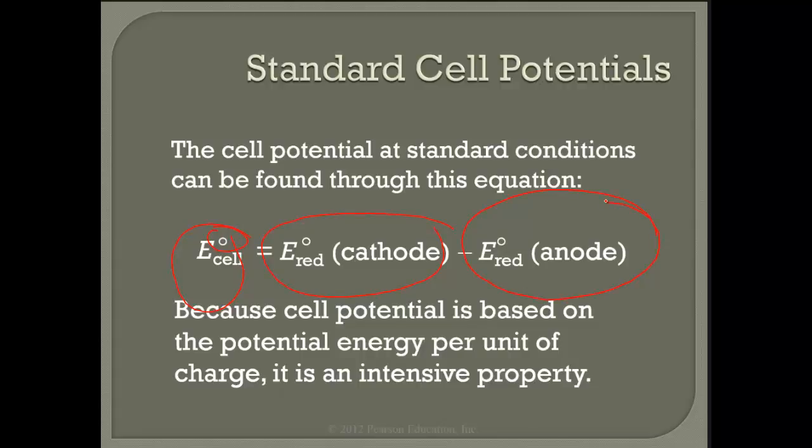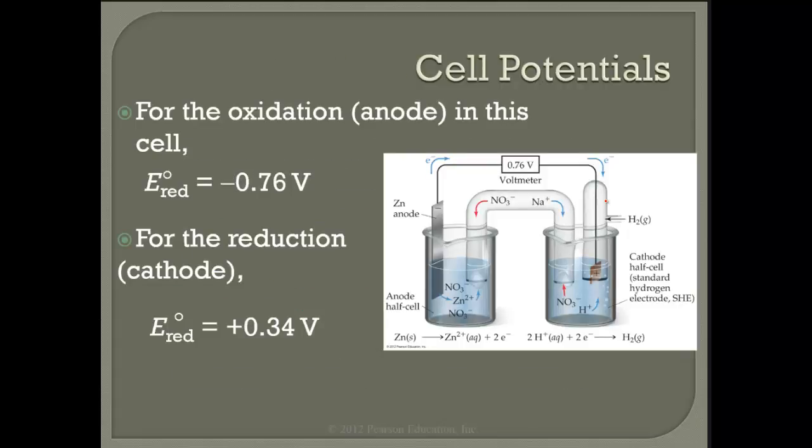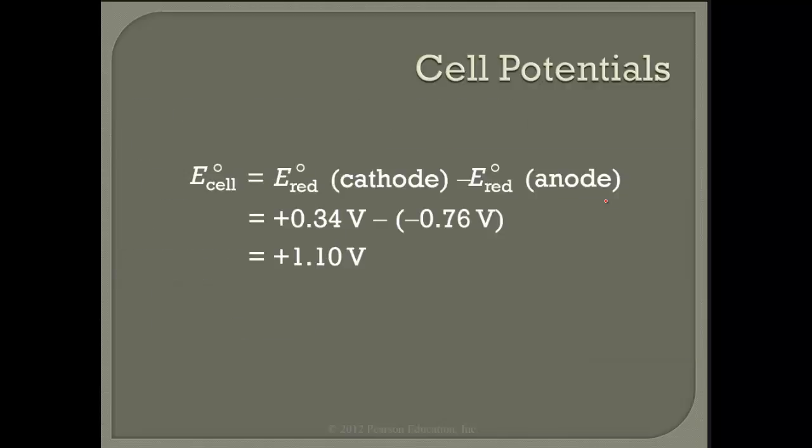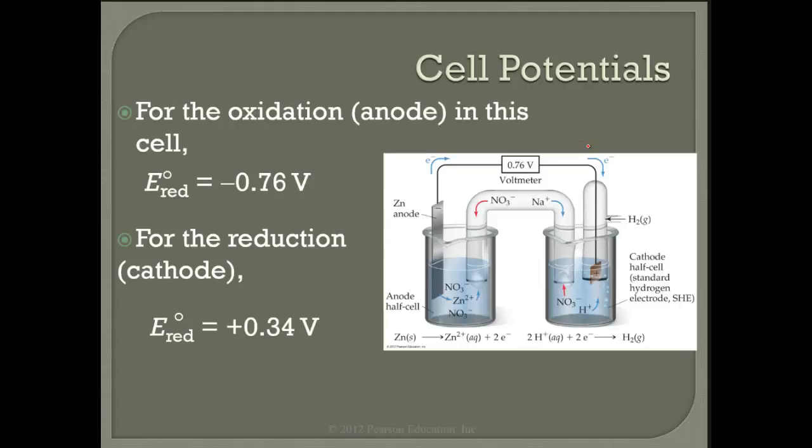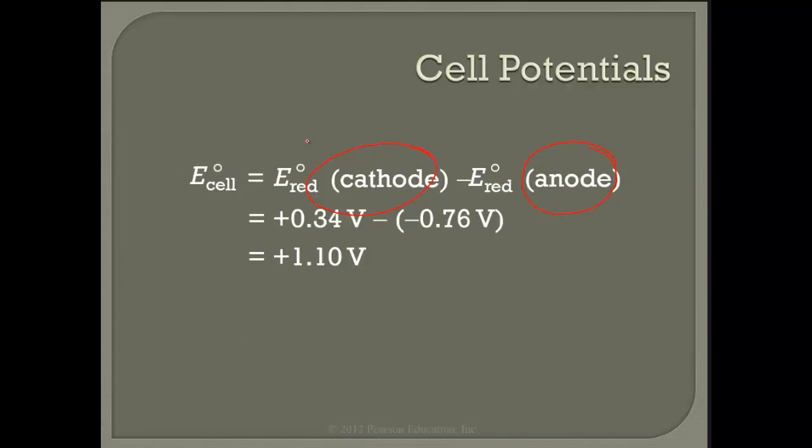Because cell potential is based on the potential energy per unit of charge, it is an intensive property. For the oxidation, or the anode, in this cell, the reduction potential is negative 0.76. For the reduction, the cathode is 0.34. So the total cell is the cathode minus the anode. The cathode is 0.34, the anode is negative 0.76, coming out to be 1.10.